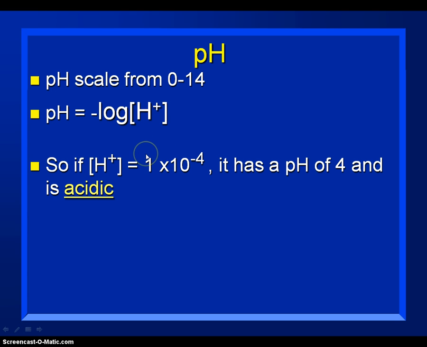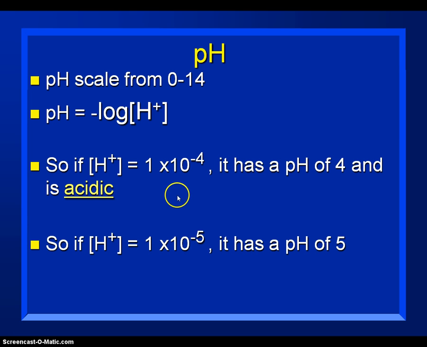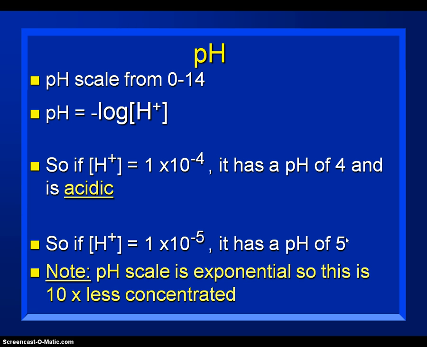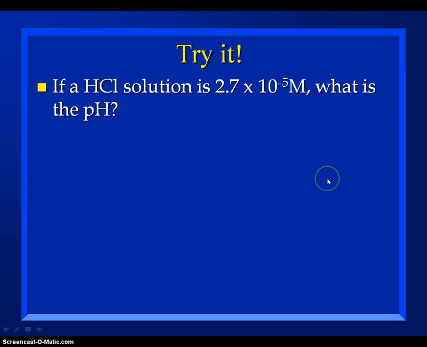So if you have a hydrogen ion concentration of 1 times 10 to the negative 4th, it means that the pH is 4 because of the exponent here, and it's acidic. Let's say you have a hydrogen ion concentration of 1 times 10 to the negative 5th. You have a 5 here, then the pH is 5. Now, if we compare these two, something that has a pH of 4 and a pH of 5, this is an exponential relationship. So something that has a pH of 5 actually is 10 times less concentrated than something that has a pH of 4.